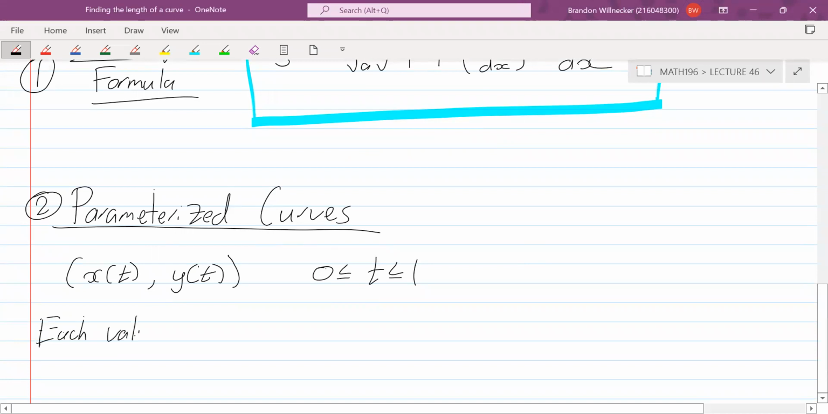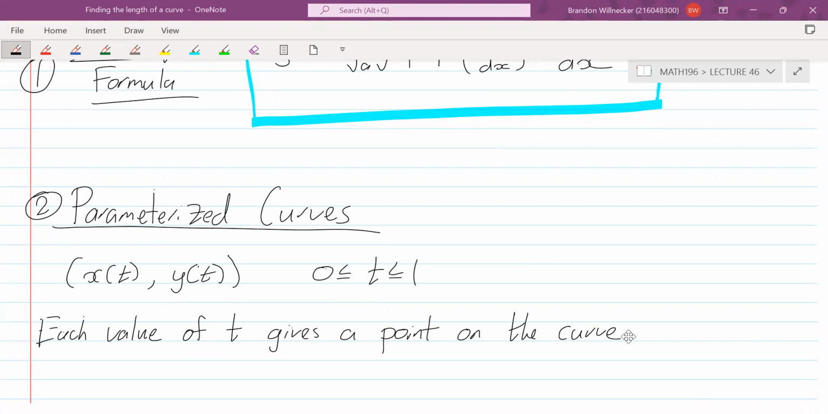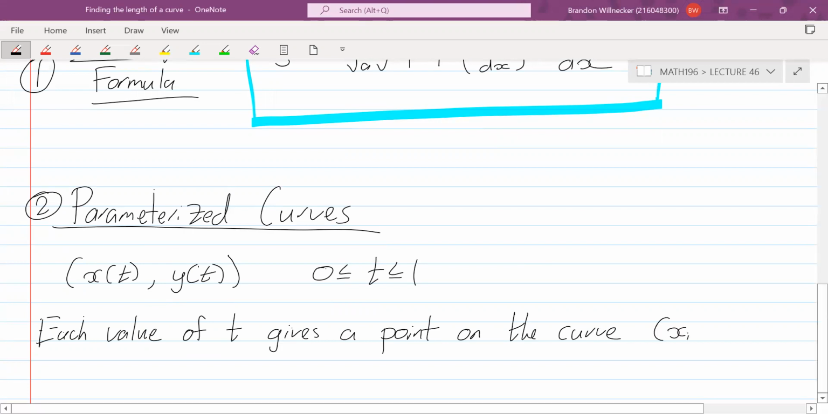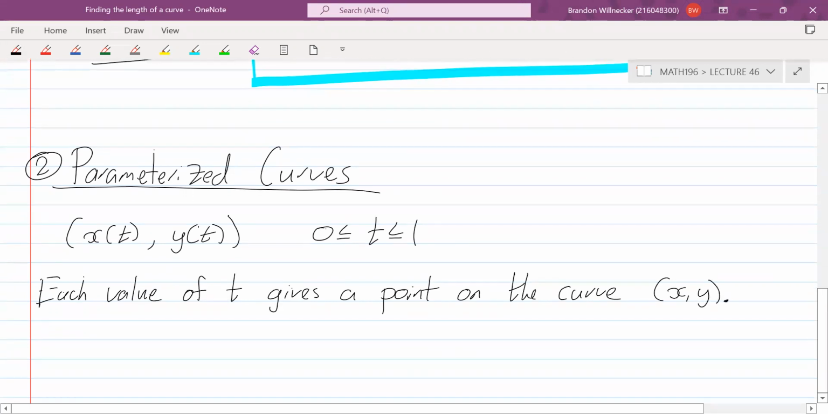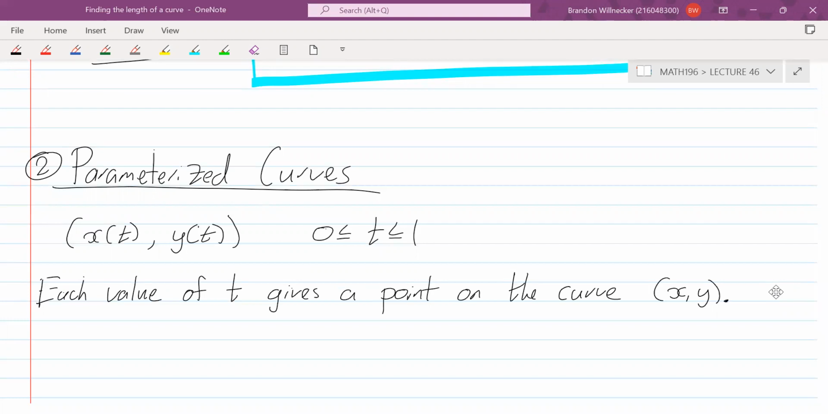So each value of t gives a point on the curve. In this case, we substitute t and we get an xy point. Okay, if we substitute t equals 0, then we get the start of the curve, because that's the start of our interval.